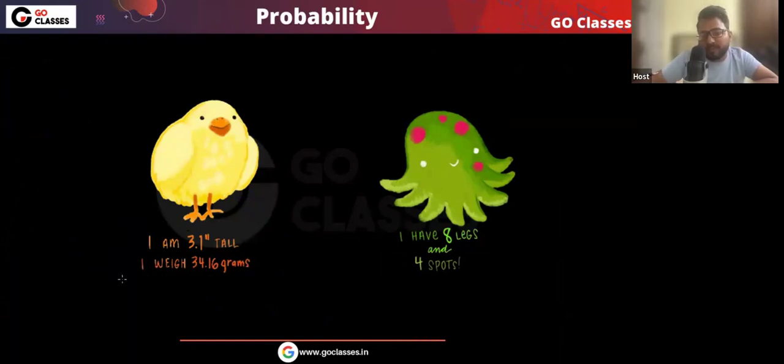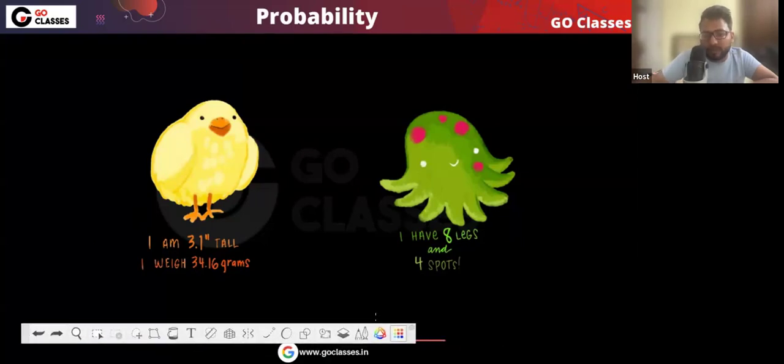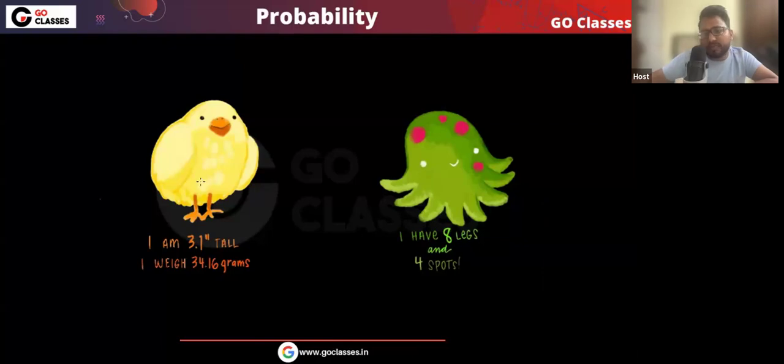So this bird is telling exact details, which means discrete values. These are the details of my body, that I'm 3 foot 1 inch tall, and my weight is 34.16 grams, right? So these are the continuous values. For example, this particular height could not be exactly 3 foot 1 inch. It could be 3 foot, maybe 1 inch, or instead of 1 inch, it could be 1.000000, something like this, right?